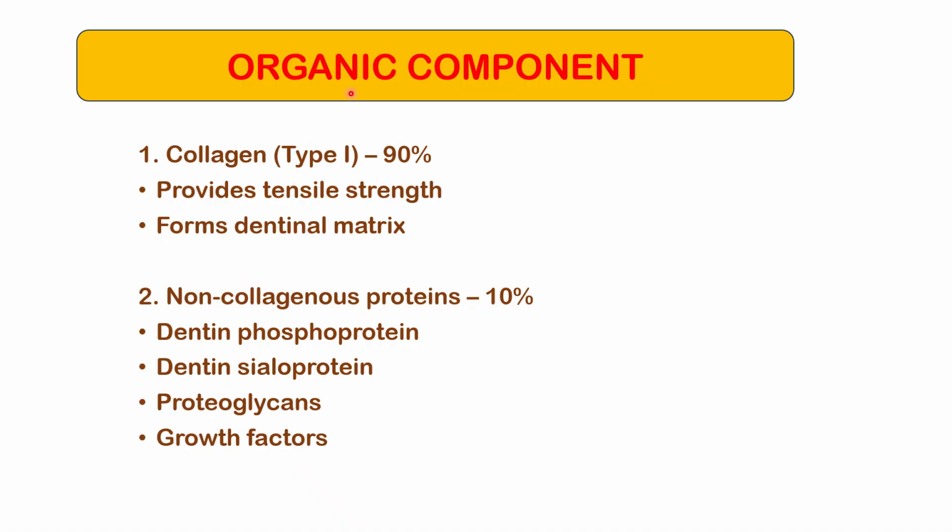Coming to the organic component, dentin is made up of 90% type 1 collagen, which provides the tensile strength and forms the dentinal matrix. And 10% of it is comprised of non-collagenous proteins, which include dentin phosphoprotein and dentin sialoprotein, proteoglycans, and growth factors. And these growth factors help in mineralization and regulating repair.